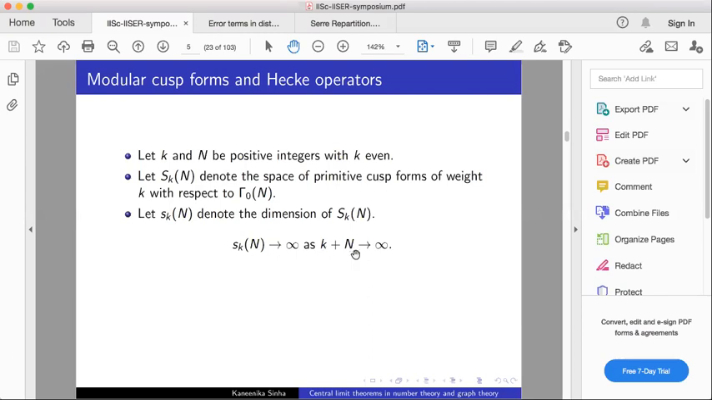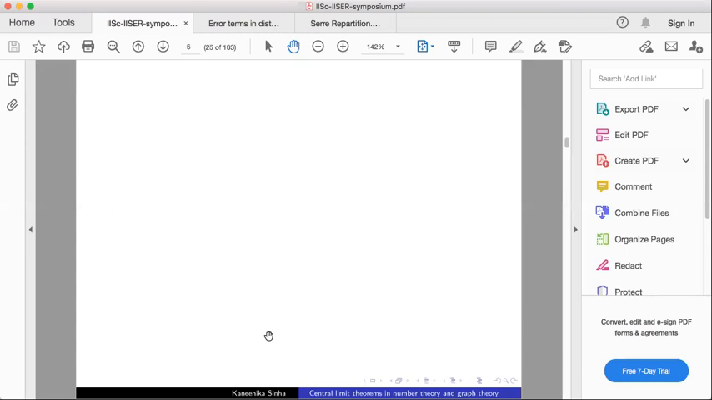So when I say k plus n going to infinity, I mean that I can either fix k and let n go to infinity, or I can fix n and let k go to infinity, or I can let both go to infinity. In any situation, the dimension just increases to infinity. Now, on these spaces, we define the nth Hecke operator. I'm not going to give you the definition here, so we just denote these by T sub n. These are certain linear operators on the space of primitive cusp forms.